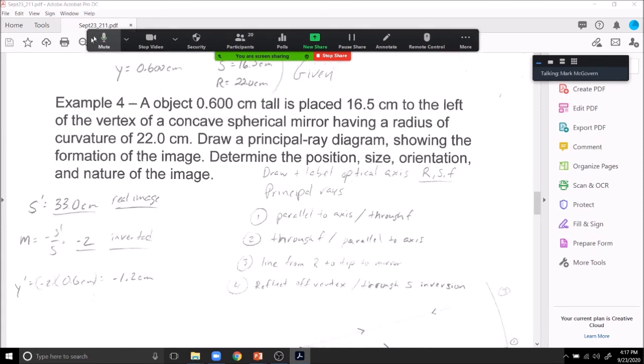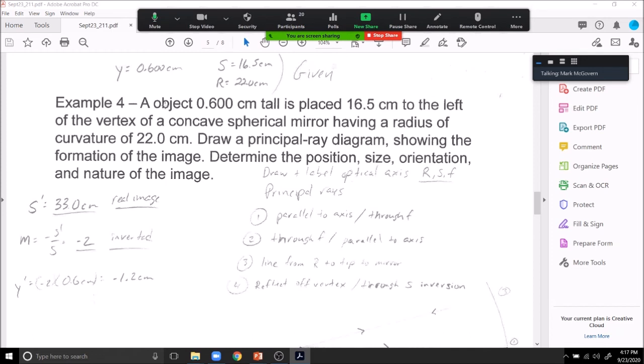Here's another example here. We have an object 0.6 centimeters tall, that's y, placed 16.5 centimeters to the left of the vertex of a concave spherical mirror, that's s, having a radius of curvature of 22. All right, that's r. So we got all our numbers here. We want to draw a principal ray diagram showing the formation of the image.